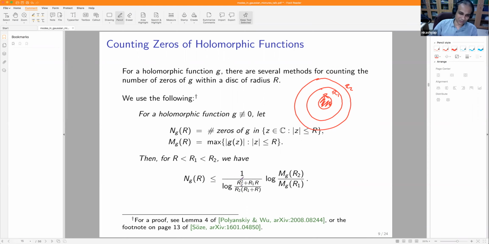So you can see this gives us a good handle, or an easy way, of bounding the number of zeros within a disk. Because bounding the maximum value of a holomorphic function on a disk, you can use the maximum modulus theorem and so on. The maximum is going to occur on the boundary of the disk. So this is not such hard to do. You want to find an upper bound for the numerator and a lower bound for the denominator to get the overall upper bound on the number of zeros of the holomorphic function within the disk of radius r.